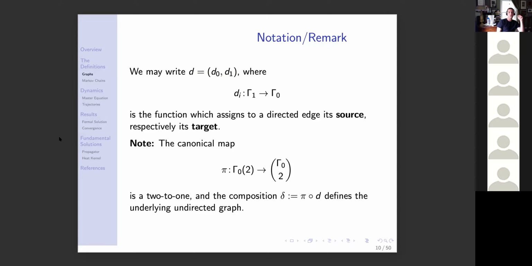And if you compose with this function the directed attaching data, you get the underlying undirected graph. So this is just a formal way of saying, throw away the directions, you get the underlying undirected graph. That's all it's saying. Any questions?